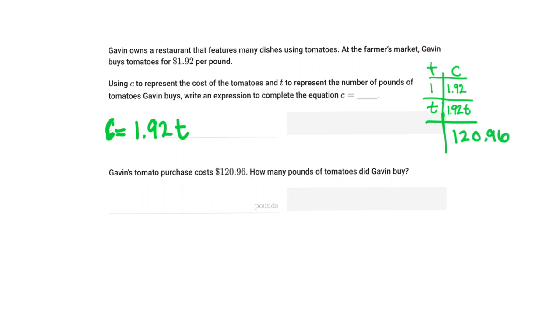So if Gavin's tomatoes purchased cost $120.96, how many pounds of tomatoes did Gavin buy? So we put the cost in the cost column, and to go backwards, we are going to divide our 120.96 by the cost, and we get 63 pounds. So he bought 63 pounds of tomatoes. I can't even imagine that. So there we go. It's pretty simple writing the equation if you understand what the constant of proportionality is doing to the first column.